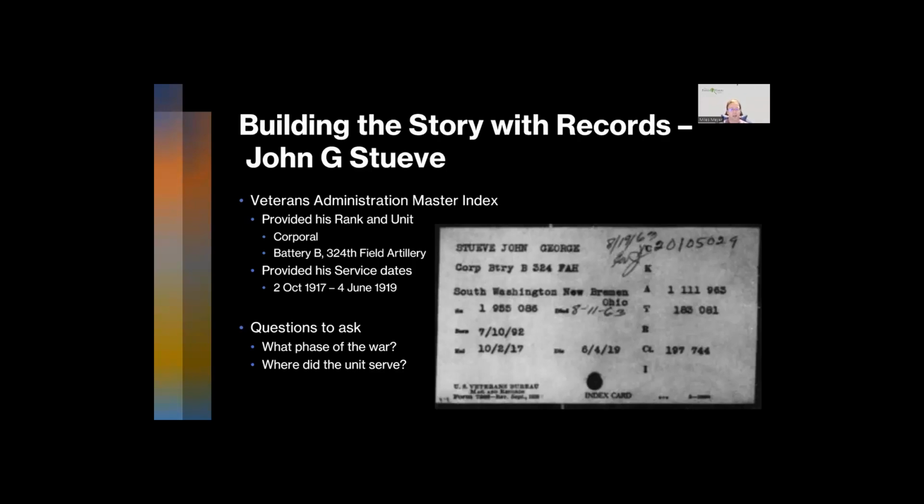And now I can look at that time period. I can ask myself, what phase of the war was this? And where did that unit serve? So we know that he was discharged in 1919. We know he was enlisted in 1917. So we know that there was some training that went on for at least several months in 1917. And we can look at June of 1919 and see where that relates to the end of the war.